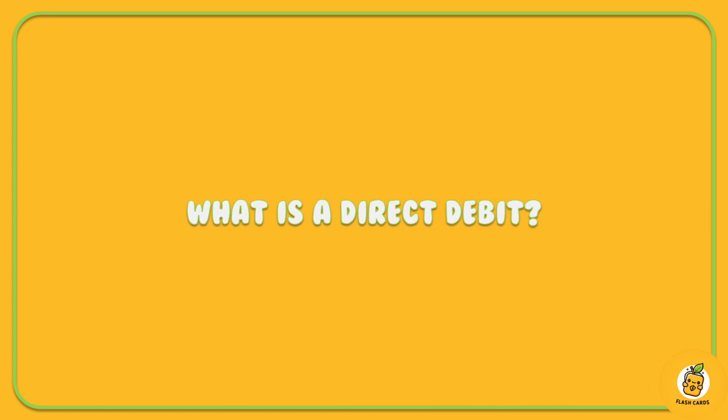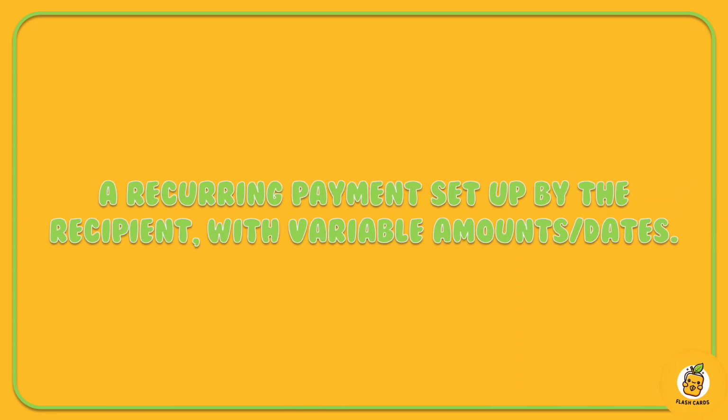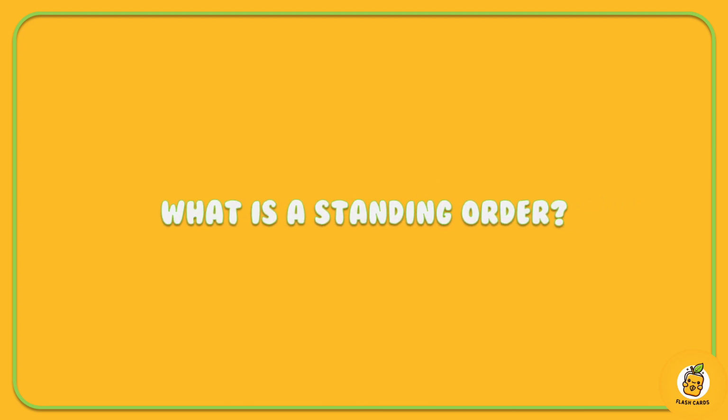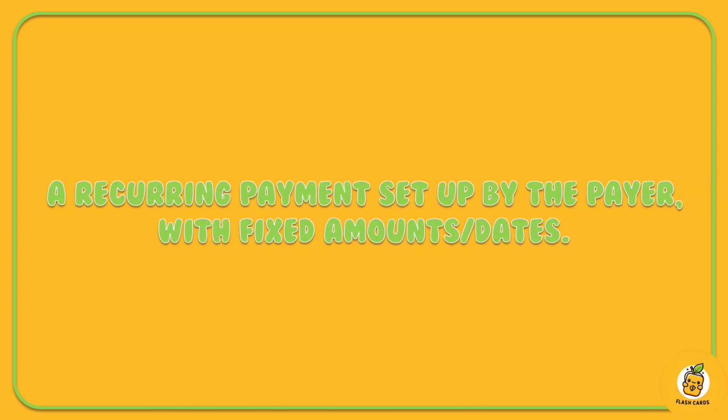What is a direct debit? A recurring payment set up by the recipient with variable amounts, dates. What is a standing order? A recurring payment set up by the payer with fixed amounts or dates.